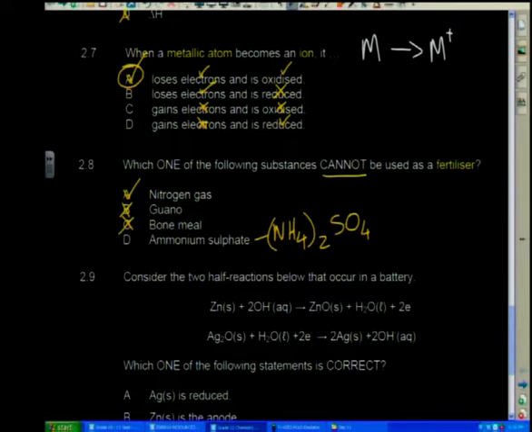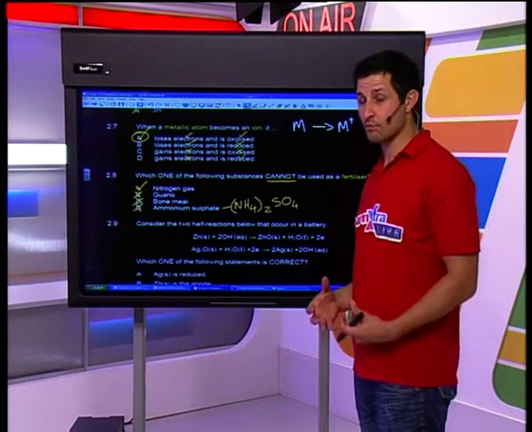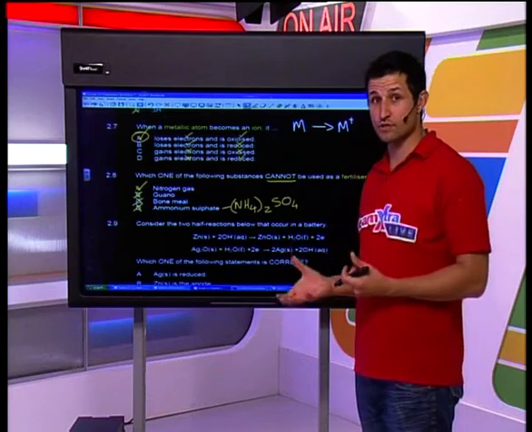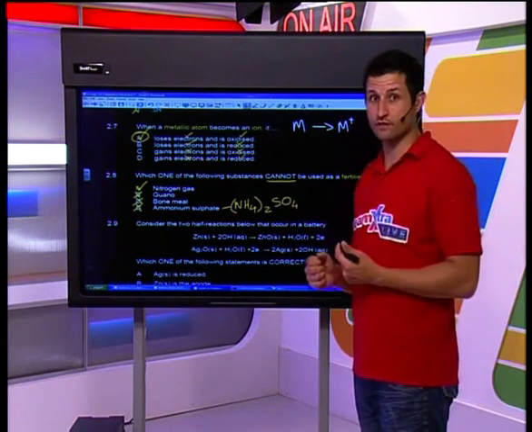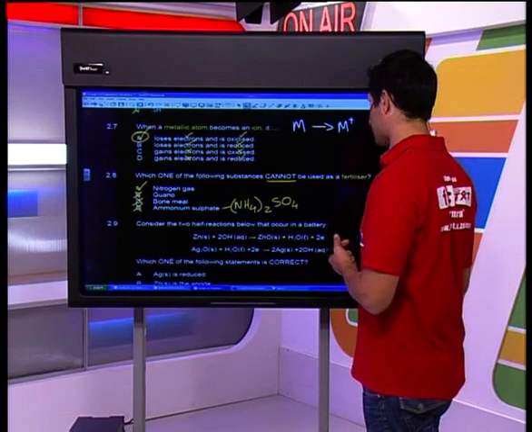Ammonium sulfate has got lots of nitrogen in it. That means this is definitely a fertilizer. Just as a background, ammonium sulfate is actually a very good way to lower the pH of soil. Some plants, especially pine trees, like to have acidic soils, so I'll use something like ammonium sulfate to increase the acidity.